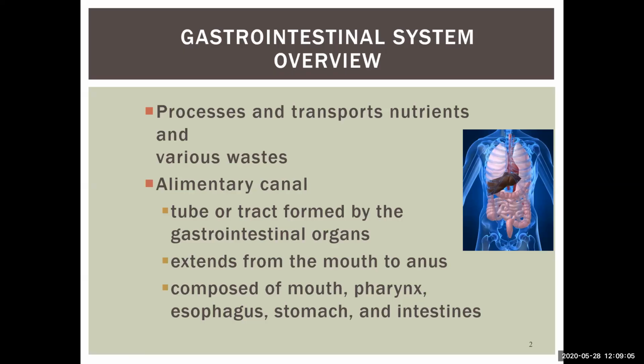The alimentary canal is a tube or tract formed by the GI organs. So what we refer to as intestines, but you need some help there with other organs to break down in the intestines. The canal extends from the mouth to the anus. So when we talk about the GI system, it could encompass part of our dentition, our teeth, starting in the mouth where saliva starts to break down food. So mouth, pharynx, esophagus, stomach, intestines.